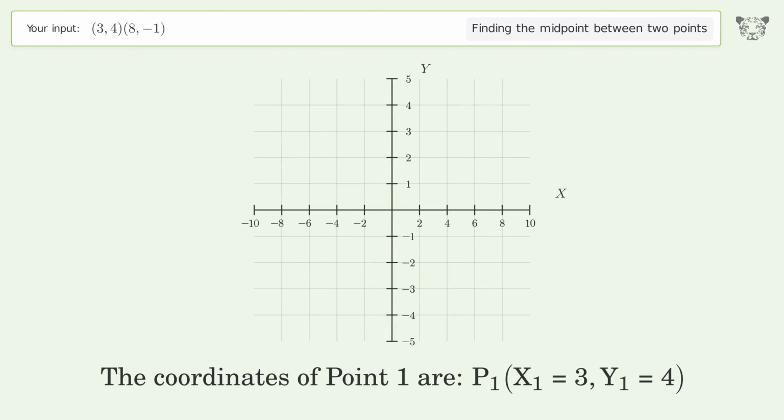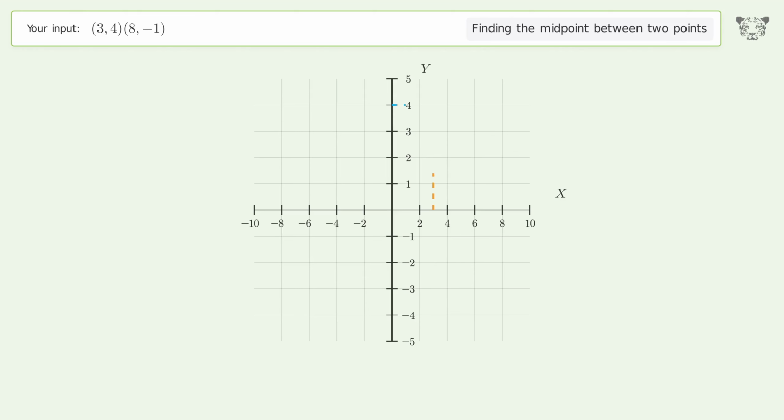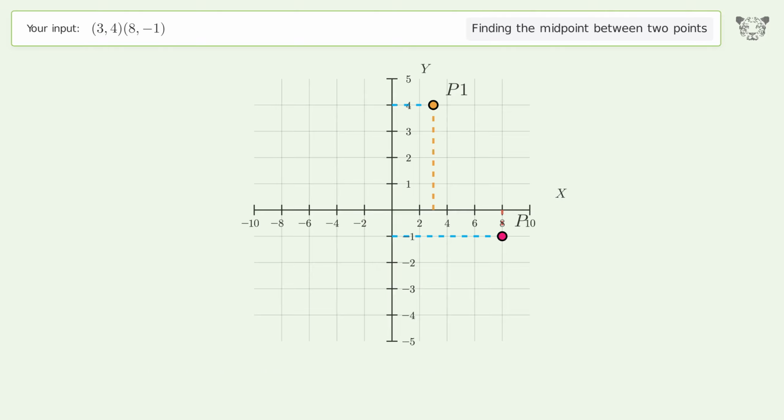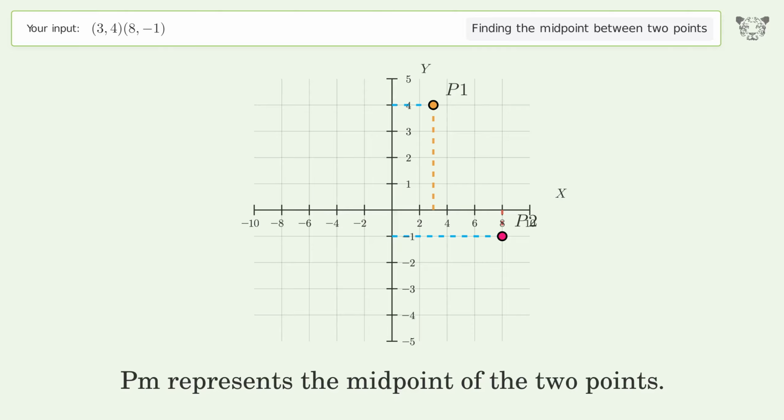The coordinates of point 1 are x1 equals 3, y1 equals 4. The coordinates of point 2 are x2 equals 8, y2 equals -1. PM represents the midpoint of the 2 points.